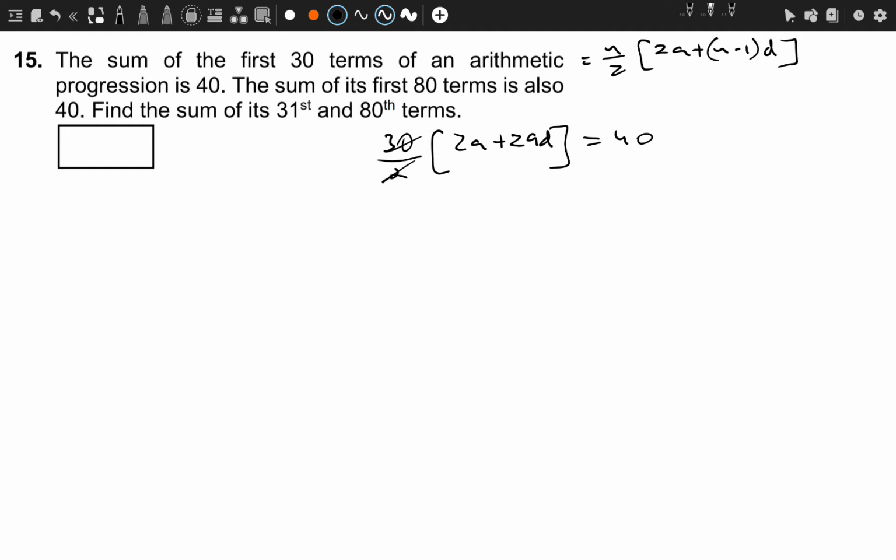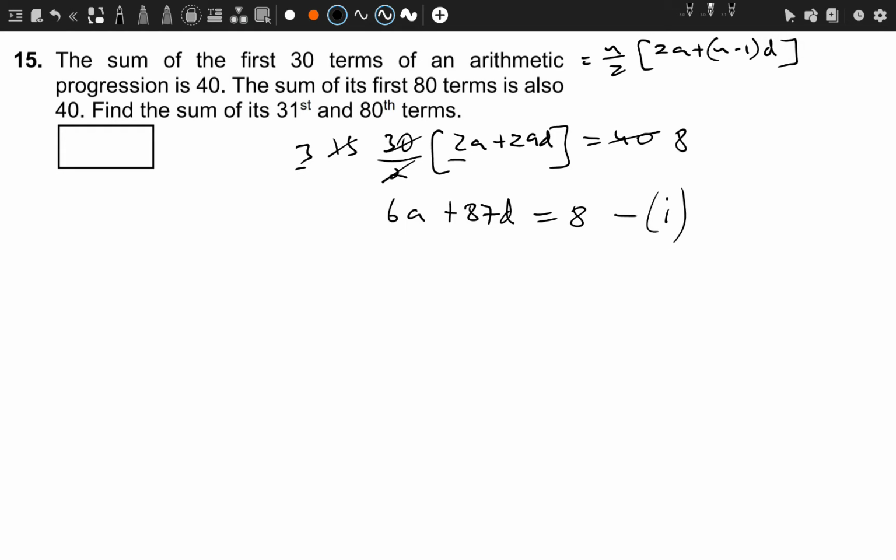So we can cancel this out. This will be 15 and 40, and 15 will get cancelled out. This is going to be 8 and 3. So this is going to be nothing but 6a plus 29 times 3, which is 90 minus 3, 87d, is equal to 8. This is our first equation.